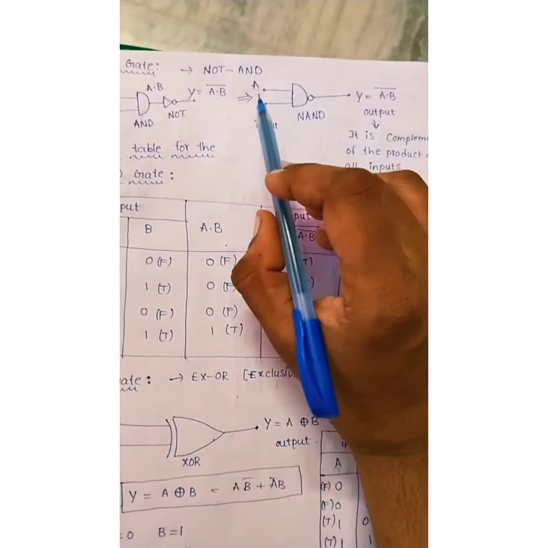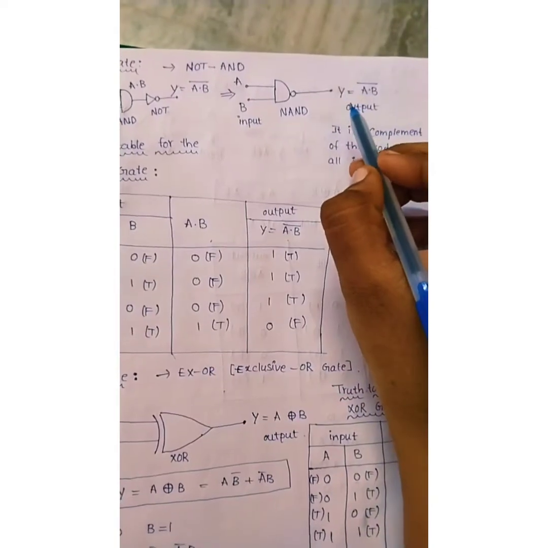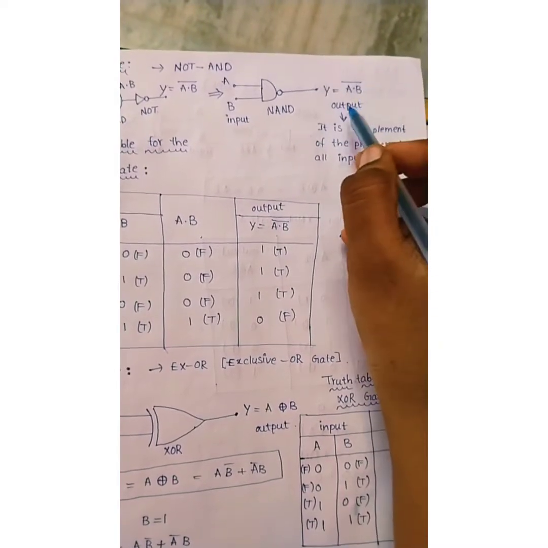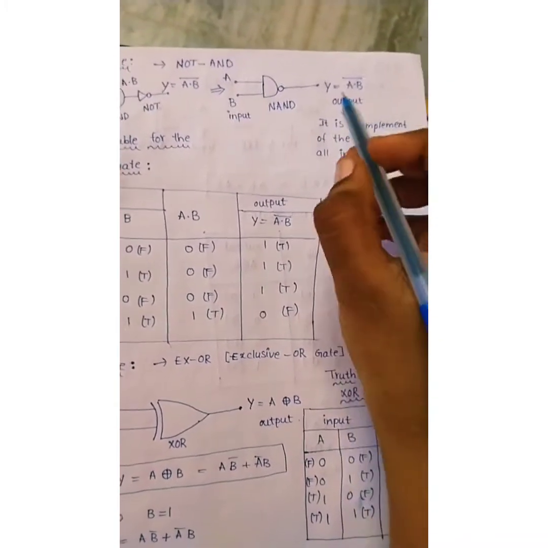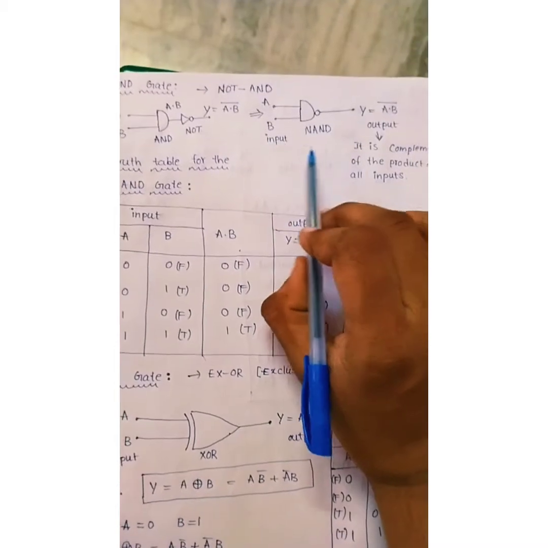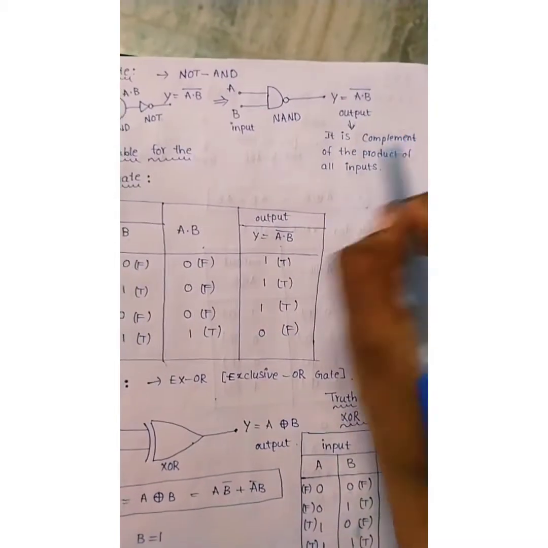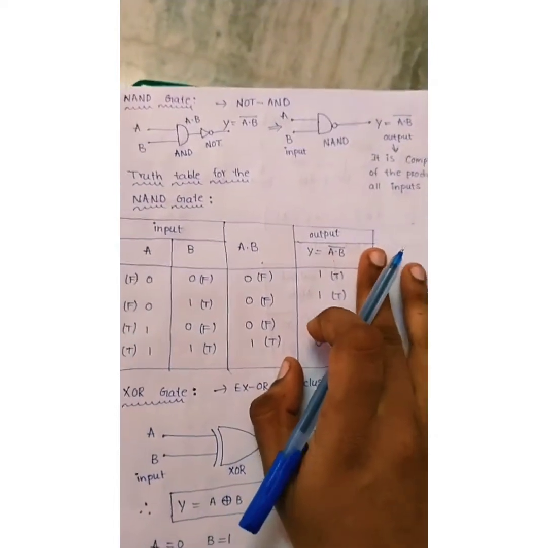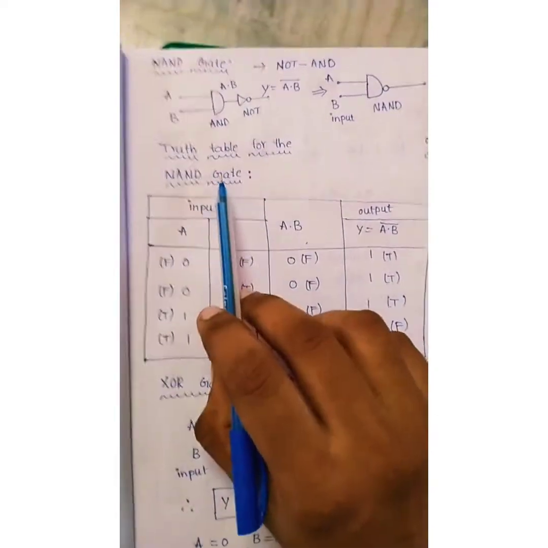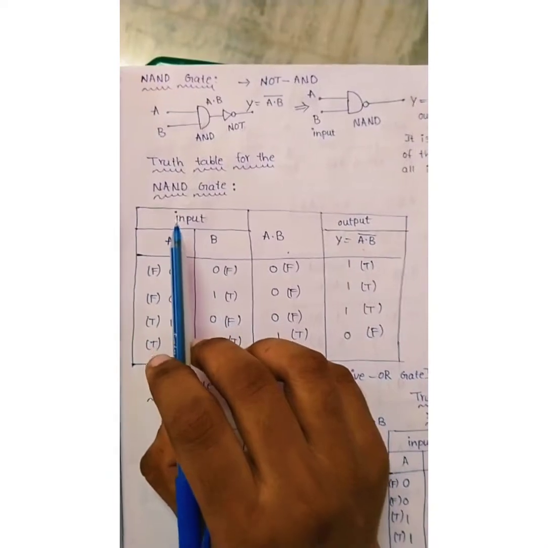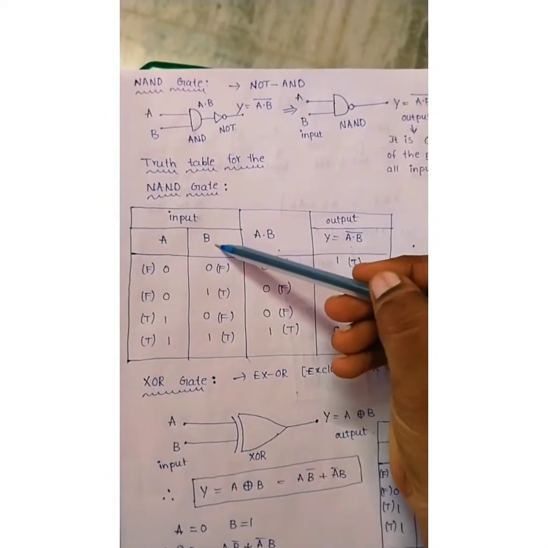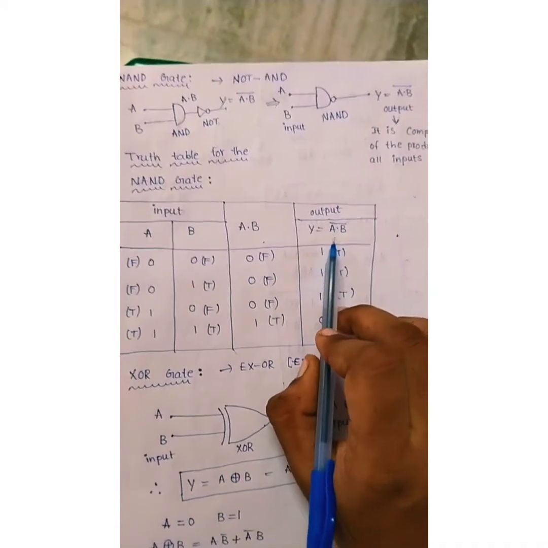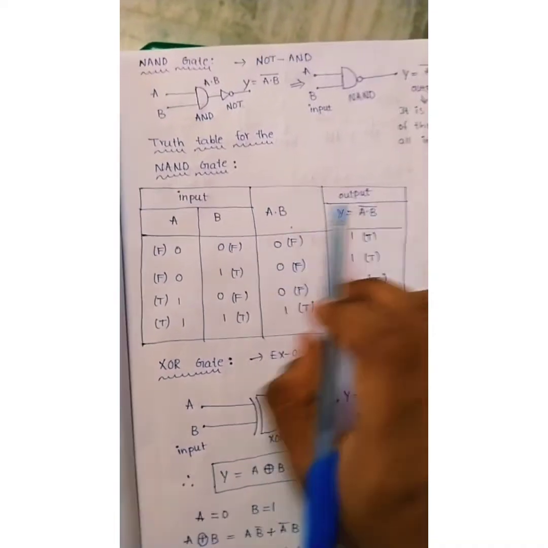It takes the inputs A and B and finally produces only one output, Y equal to (A into B) bar, Y equal to AB bar. In this NAND gate the output is the complement of the product of all inputs. Coming to the truth table of the NAND gate, we take the inputs A and B, next we find AB, and finally the output Y equal to AB bar.